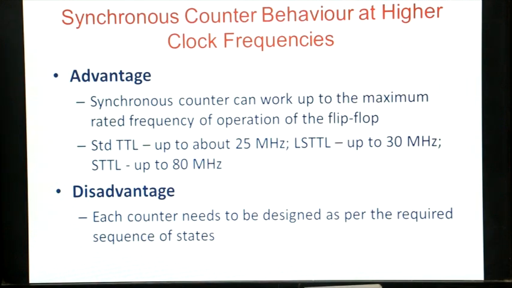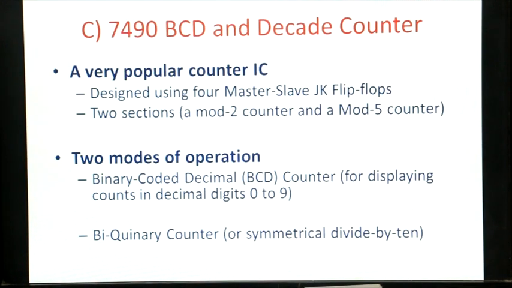Now we'll go to the third part, which is the 7490 BCD and Decade Counter. 7490 is a very popular decade counter, decade meaning a divide by 10 counter. It's basically designed using 4 master slave JK flip-flops. Therefore it is important that when you look at the oscilloscope, you will see that all the outputs change at the negative edge because it's a master slave JK flip-flop.